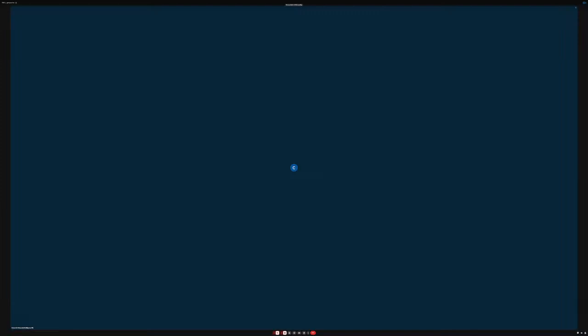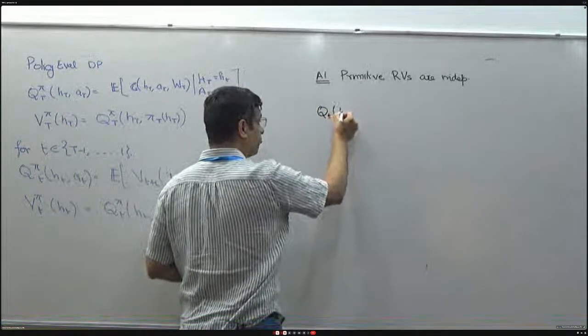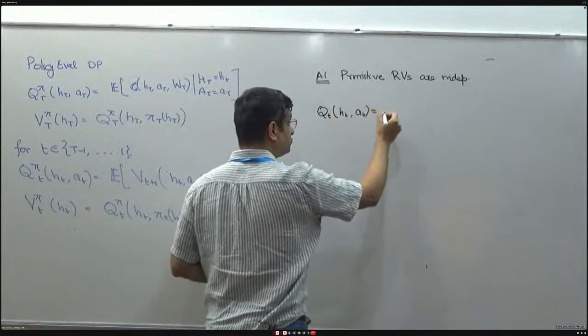Okay. So, let us go to this step. If my primitive random variables are independent, the distribution of W capital T does not depend on anything that happened in the past, right? When I go to this second step, the conditional distribution of W little t also does not depend on anything that had happened in the past. So if I have primitive random variables, my recursive step becomes Qt of Ht, At is equal to the, yeah.